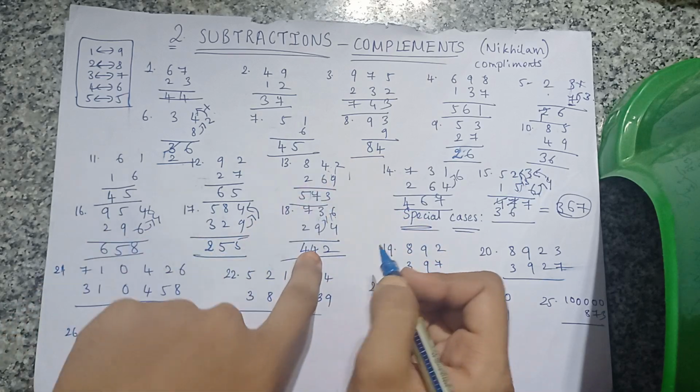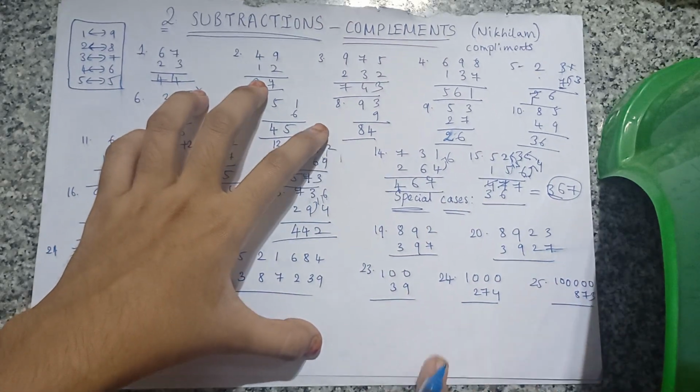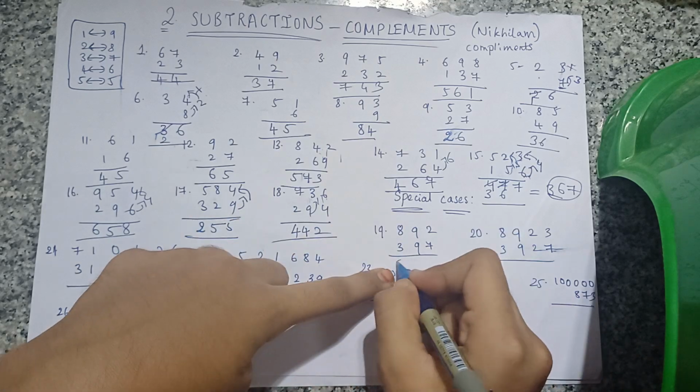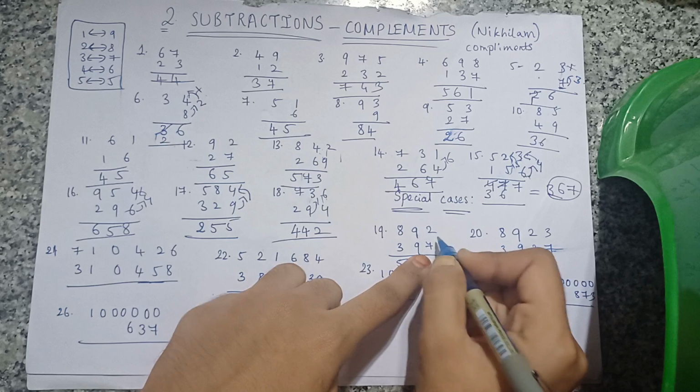So 6 minus 4, 2, 442. And now coming to the special cases. So what are these special cases? Let us see. As we know, 8 minus 3, which is 5, and 9 minus 9, which is 0. But after these, we are getting a mismatching pair.